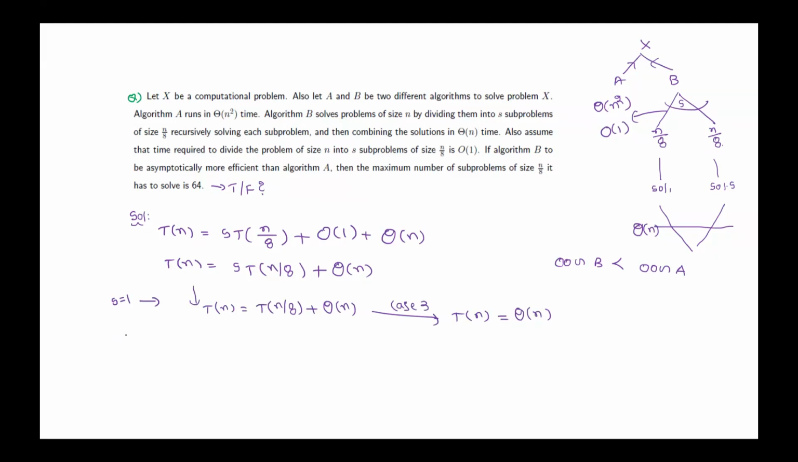If S equal to 8, T of n is 8 into T of n by 8 plus theta of n. Which case? Case 2. T of n is n log n. Is that okay? Is it clear?